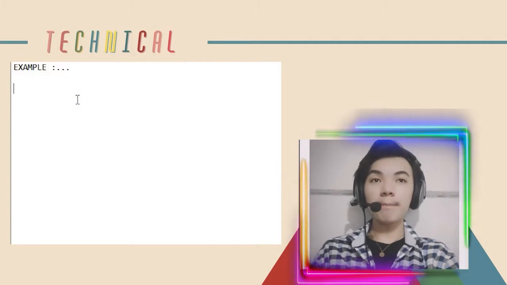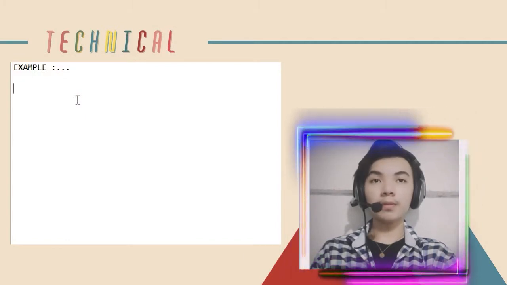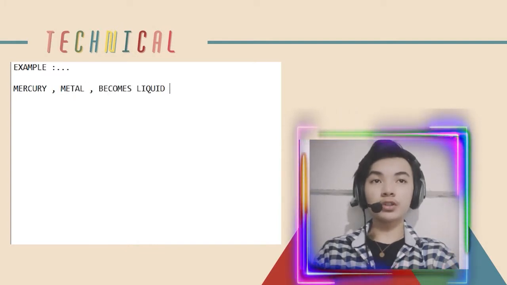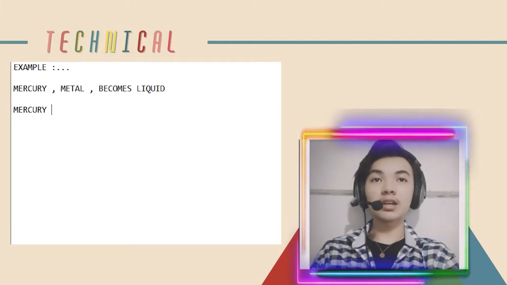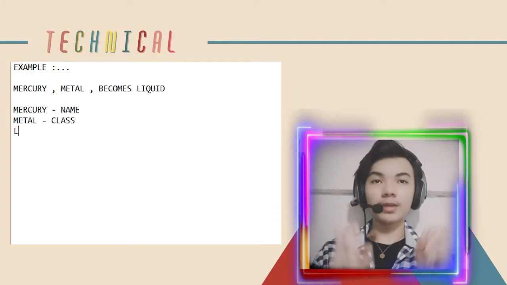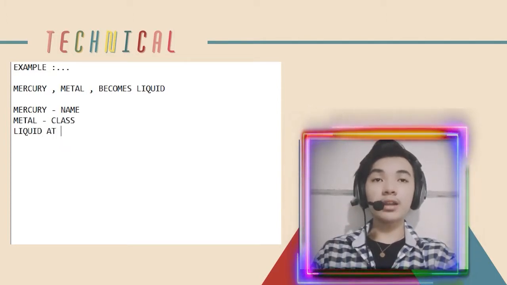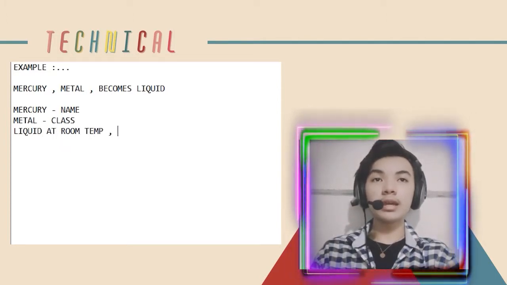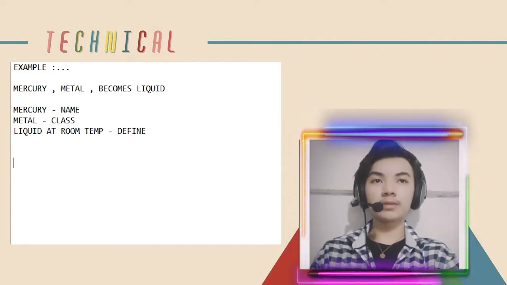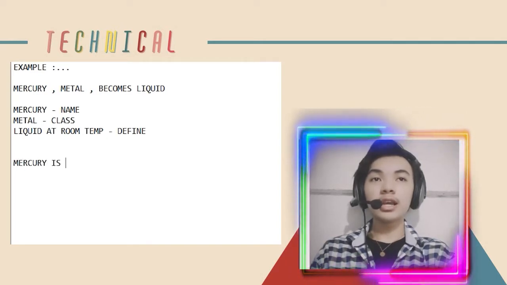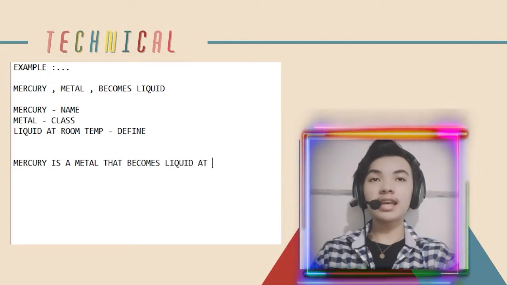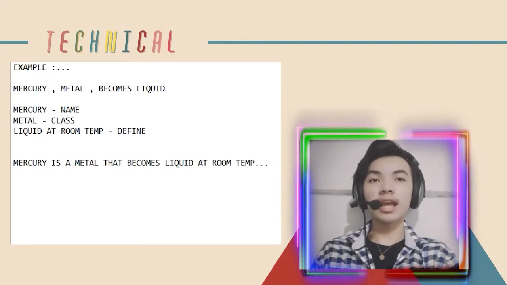Using mercury, metal, and becomes liquid at room temperature, we can use the NCD pattern. Mercury is the name of our term, metal is the class of the term, and the defining characteristic is liquid at room temperature. If we combine it all, our technical definition will be: mercury is a metal that is liquid at room temperature, which, as we search the meaning of mercury using the internet or books, we can literally say that they have similarities in terms of technicalities.